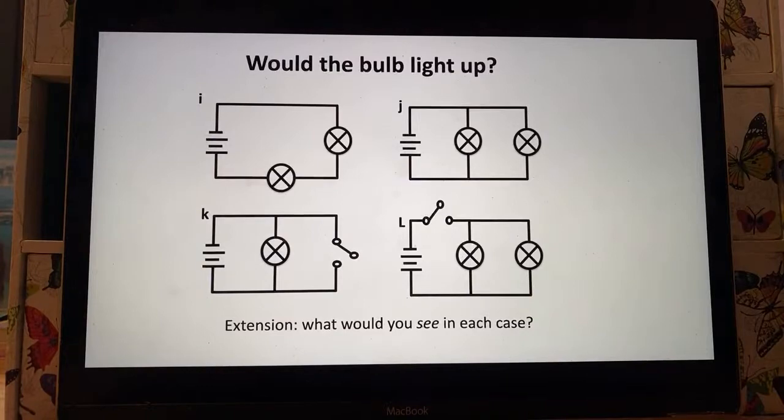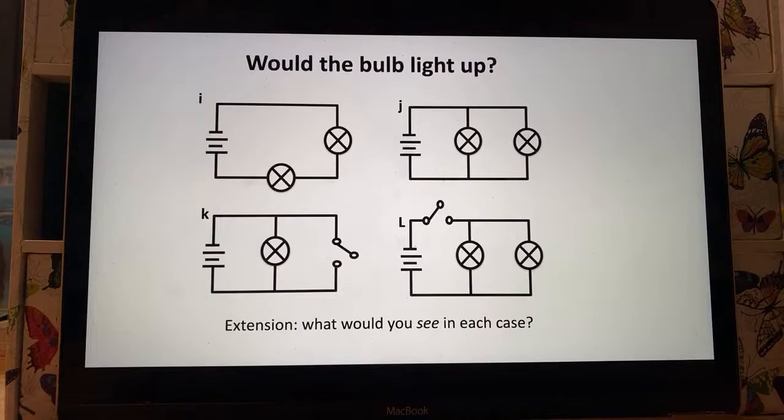So I is two bulbs and a battery. J is two bulbs and a battery, but it's what we call a parallel circuit. The wires split and there's a bulb on each bit of wire that is split, and then the wire goes back to the battery. K, you've got a battery and a bulb, but then there's just a bit of wire coming off either side of the bulb leading to an open switch.